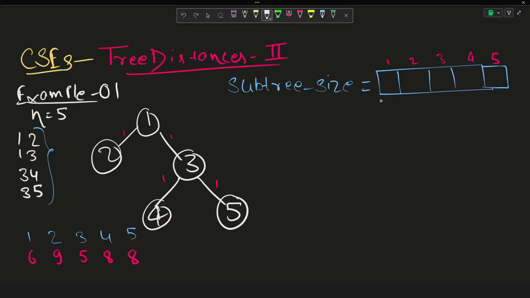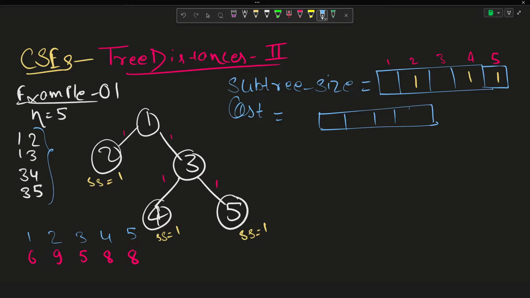So this is my subtree size array consisting of 5 vertices, and if you see, every leaf node present in this tree has a subtree size of 1 only, because 2 consists of just itself, 4 is just itself, and similarly 5 is also just itself. So we can say that the subtree size for the leaf vertices, that is 2, 4 and 5, is 1 only. So we will mark this here, and along with this subtree size array, we will maintain another array, let us say cost, and it will also be of size equal to the number of vertices. So this is the cost array.